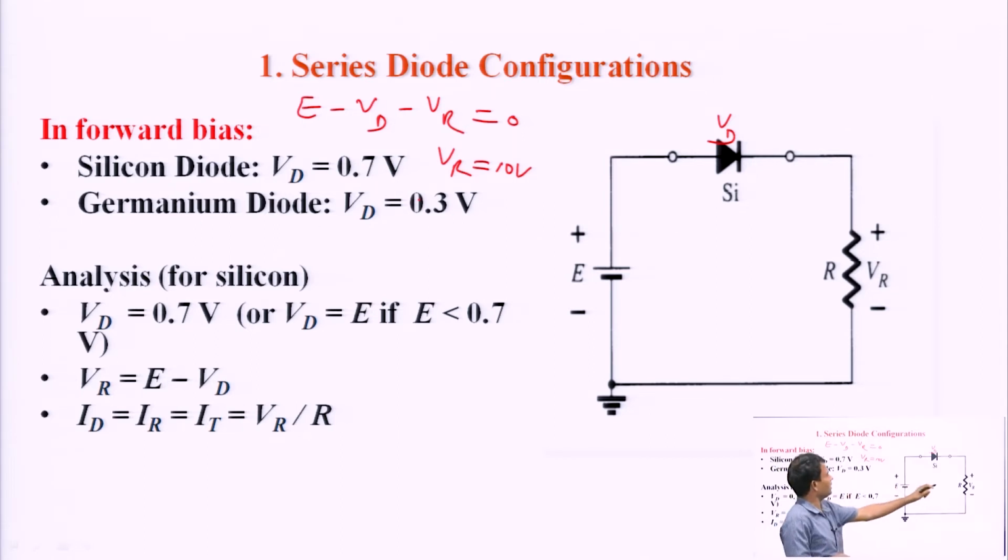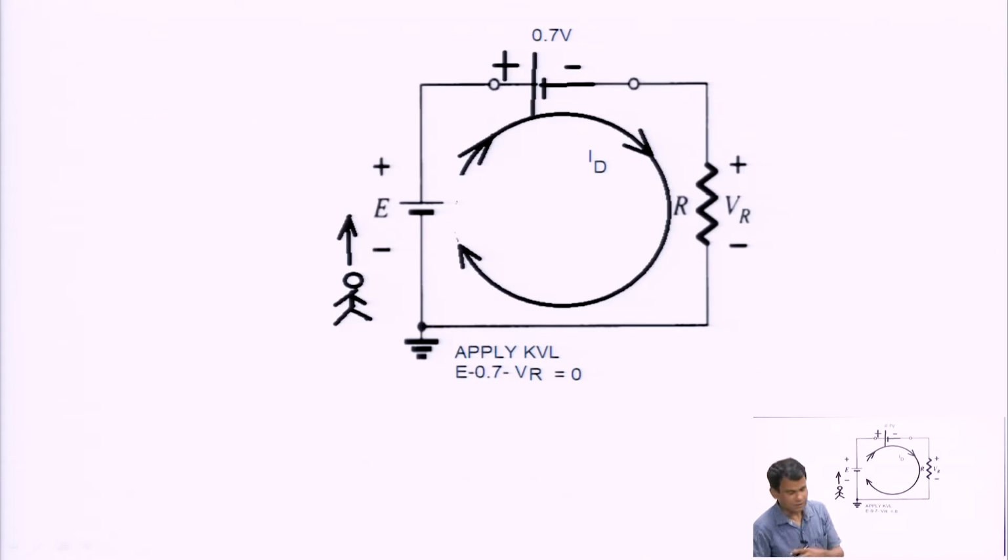In the series circuit, the calculation is simple. Applying KVL, E minus Vd minus VR equals 0, and by taking VR upon R, we can find the current. The value of current is VR upon R. Okay guys, this is the series circuit. The flow of current is in the clockwise direction, and the KVL equation is E minus 0.7 minus VR equal to 0.